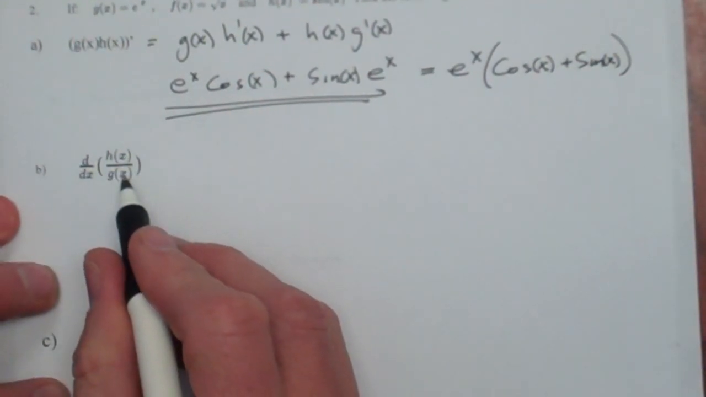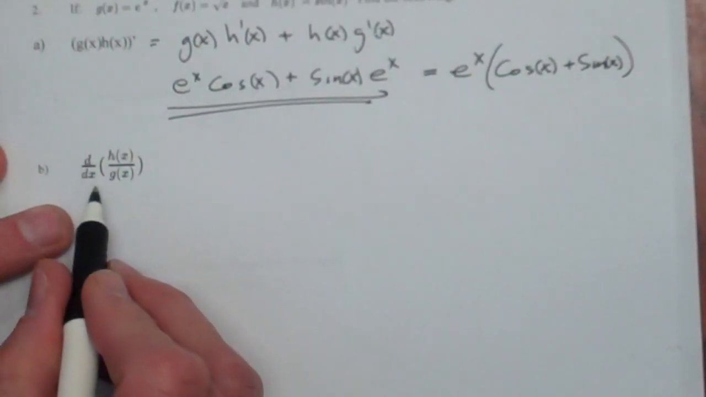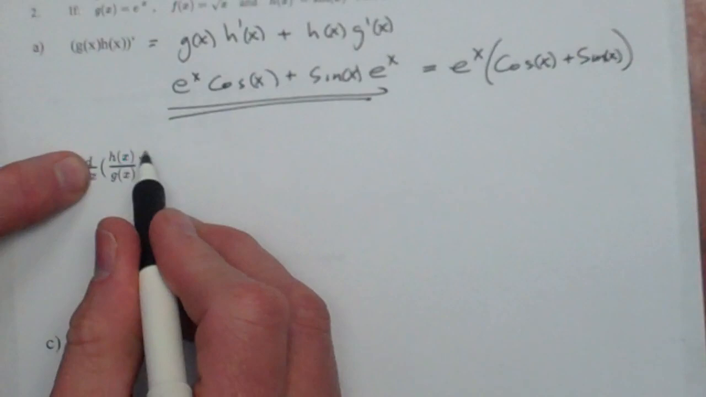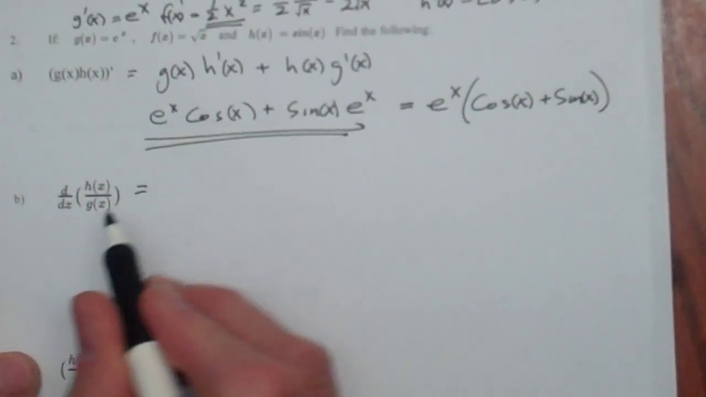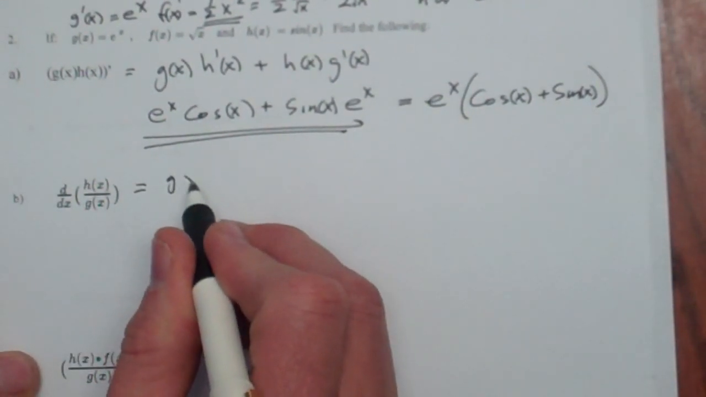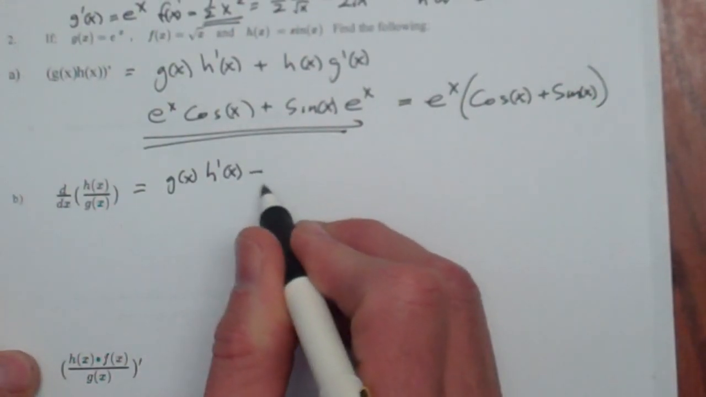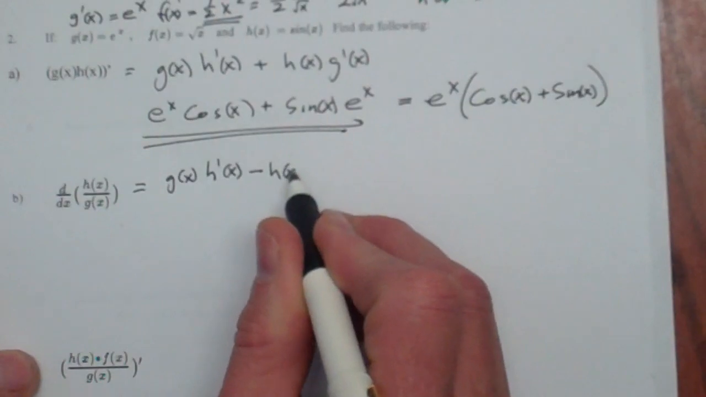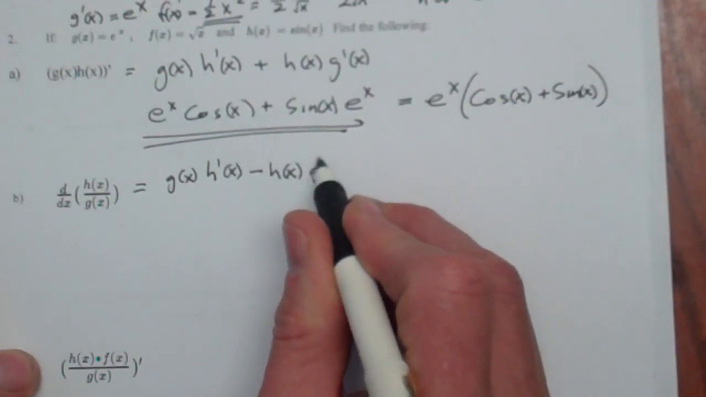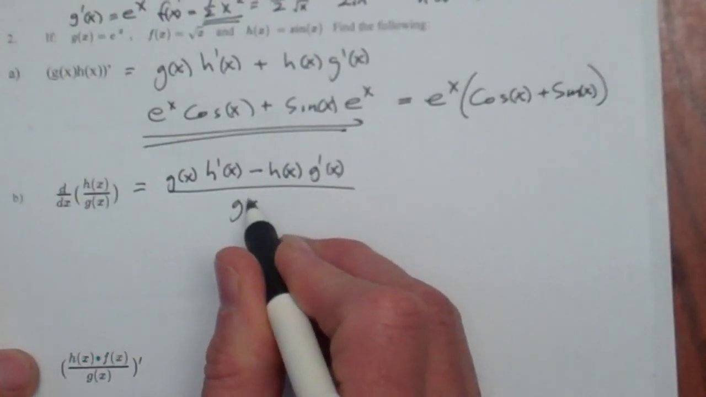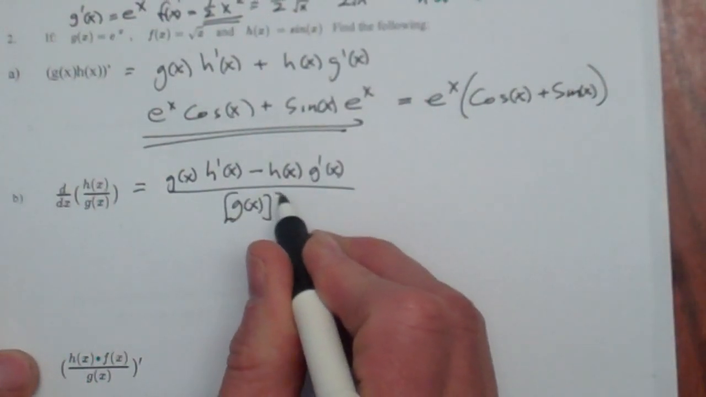Now we've got a quotient rule. This is just taking the derivative. You just have to get used to the two different forms. It would be no different if I covered that up and wrote the prime mark there. So this is going to be the bottom, g of x, times the derivative of the top, h prime of x, minus the top, h of x, times the derivative of the bottom, g prime of x, all over, you remembered it, g of x squared.